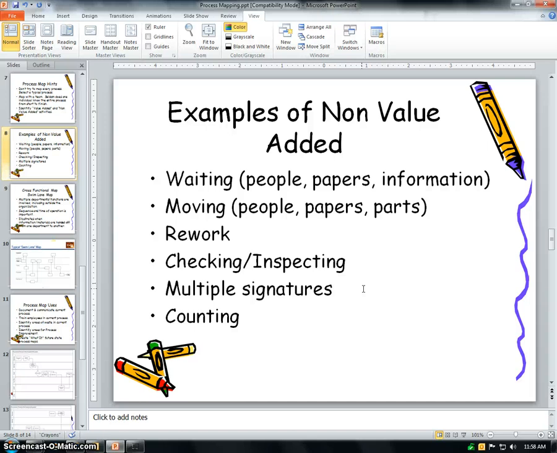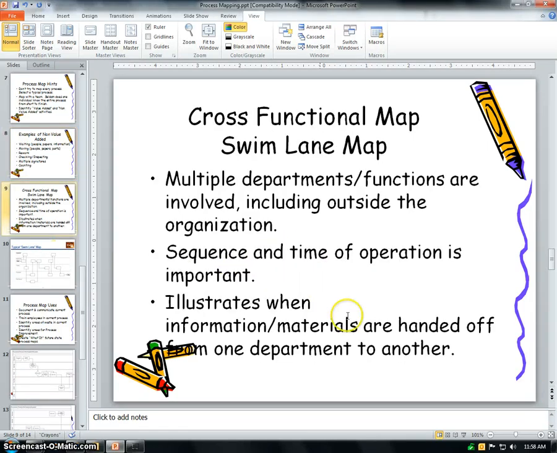Rework is certainly a non-value-added step. This one might seem strange to you, but checking or inspecting is a non-value-added step. If we have processes that are set up correctly, then we don't really need to be checking and inspecting. We'll get good output when we perform a well-developed process. So that is a non-value-added step. Multiple signatures, a lot of people are familiar with those, are certainly non-value-added. Counting, like checking and inspecting, is also non-value-added.